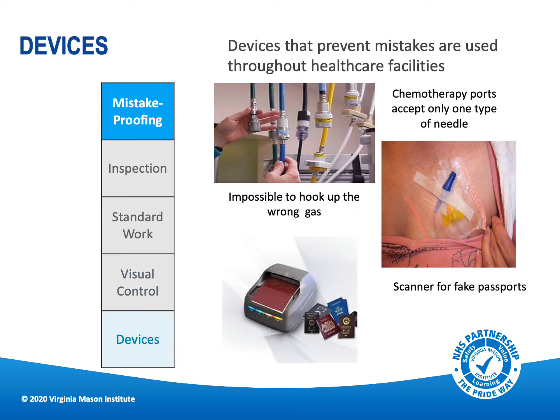Here we have some devices. Devices prevent mistakes from occurring, which you'll recall is a level 6 inspection. These devices physically won't allow you to make this particular mistake. As mentioned earlier, an example of this kind of device is a petrol pump physically not being able to fit into a diesel car, or as you can see here, the chemotherapy ports only allow for one kind of needle to be inserted, meaning you cannot accidentally insert the wrong one.